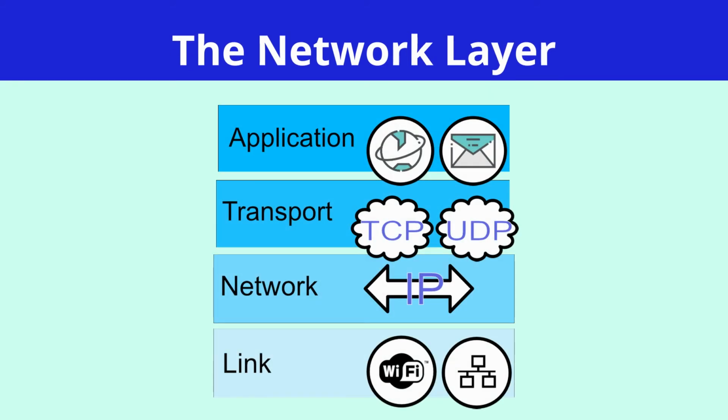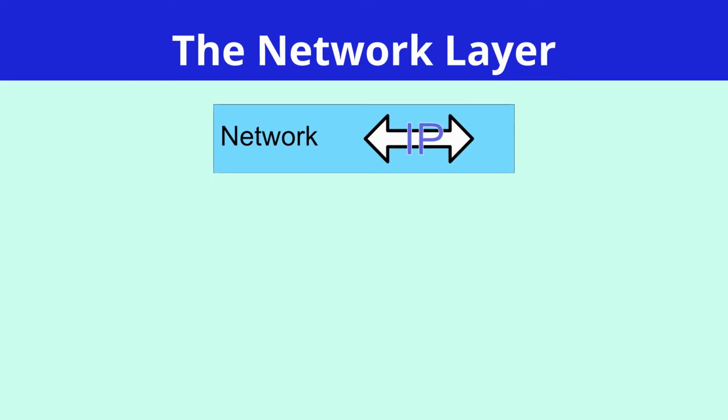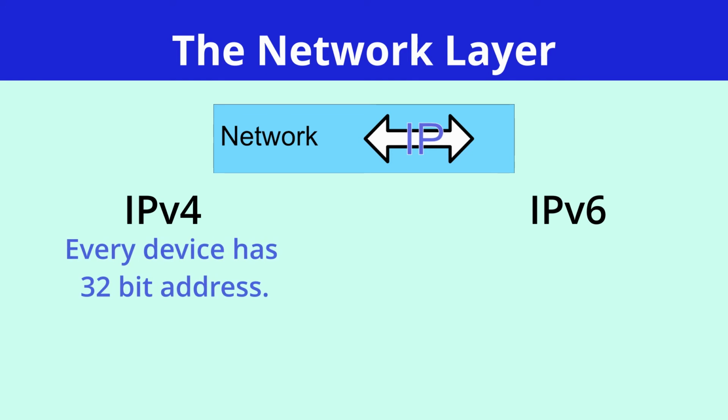Next is the network layer. This layer is responsible for getting packets of data from one device to another over LANs and WANs. And the most common protocol in this layer is IPv4 and its successor, IPv6. IPv4 is responsible for allocating unique addresses to every device on the internet. It uses a 32-bit address, allowing 4 billion devices to exist, all connected to the internet.